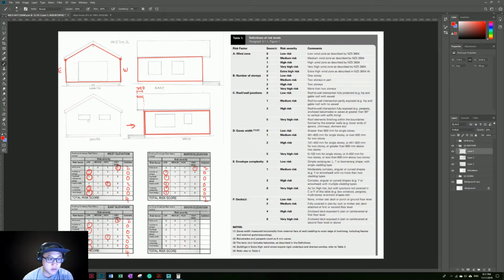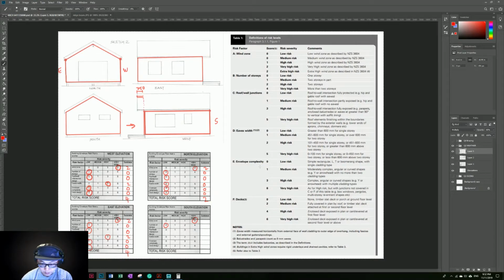And now we look at the south elevation. Wind zone is going to be very high again. And number of stories, 0. Roof to wall junctions. So here, that's this facade there. And we need to look at that junction there. So if you turn it again 90 degrees, you will end up on that side. So that's going to be the south side, and you can see that the junction is not covered at all. So there's a high chance of water penetrating there.